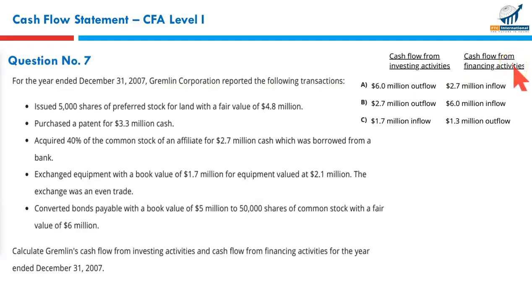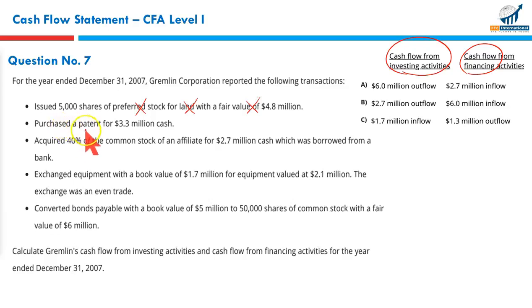Next. We have to segregate cash flow from investing and cash flow from financing. For that, we need to read the question carefully. For the year ended December 31st, year 2007, Gremlin Corporation reported the following transactions. 5,000 shares of preferred stock were issued for land with the fair value. It does not involve any cash inflow or outflow. We have just purchased land by issuing preferred stock. No cash is coming in, no cash is going out.